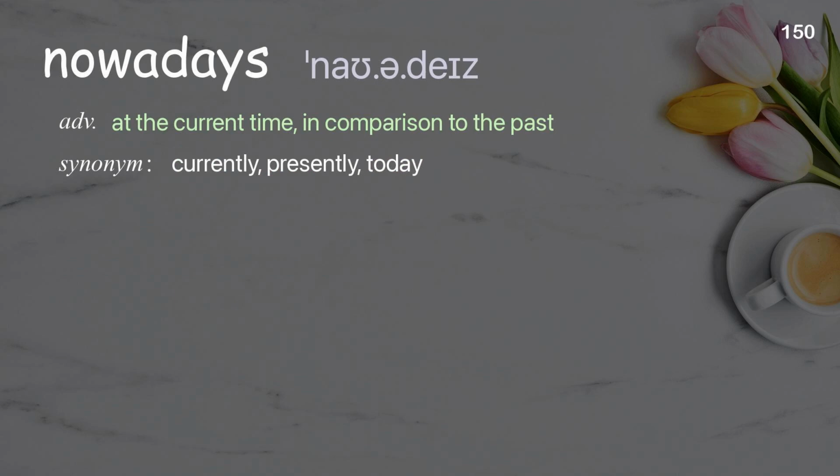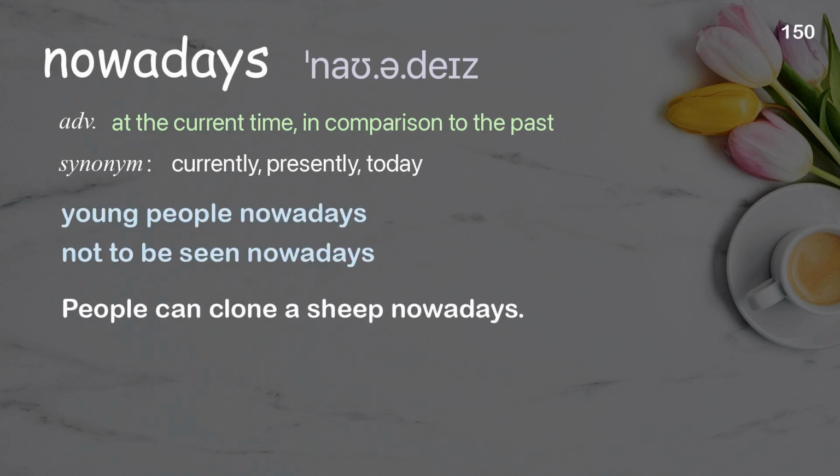Nowadays. At the current time, in comparison to the past. Examples: Young people nowadays. Not to be seen nowadays. People can clone a sheep nowadays.